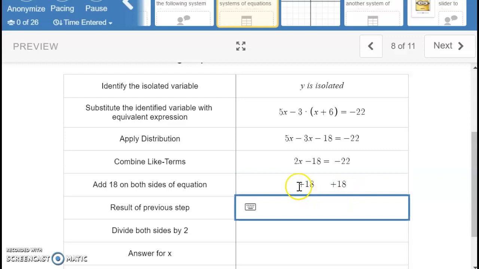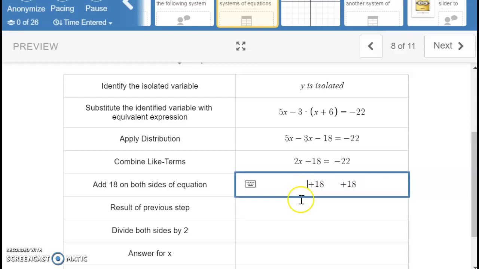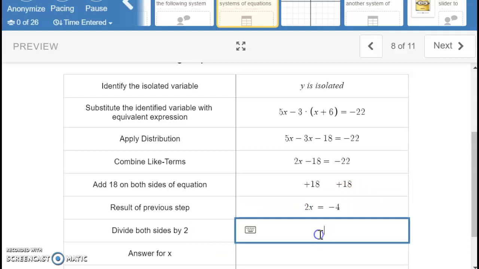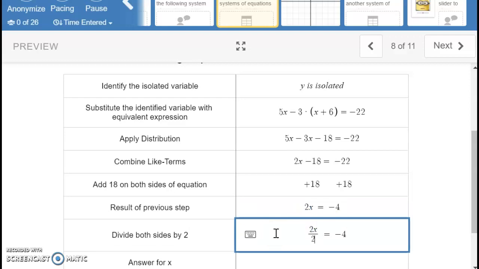Okay, so when I do that, I am left with 2x on the left hand side of the equal sign, and on the right hand side negative 22 plus 18 is just going to be negative 4. Okay, so then we need to divide both sides by 2. So 2x gets divided by 2 and negative 4 gets divided by 2.